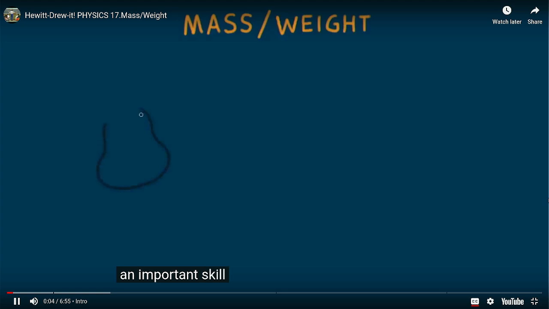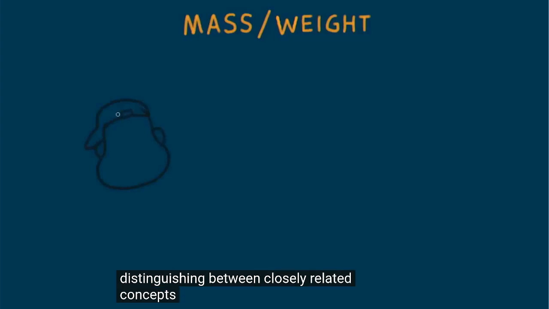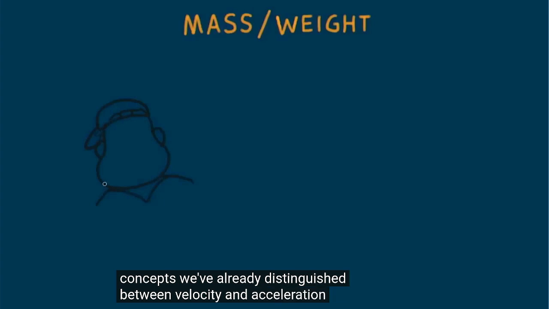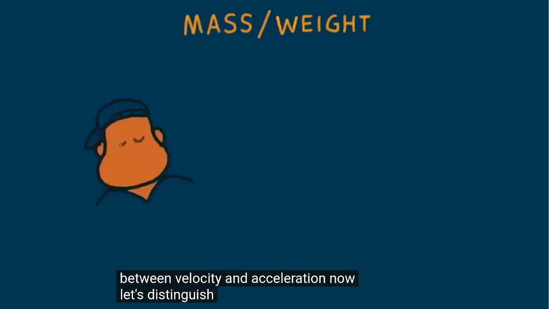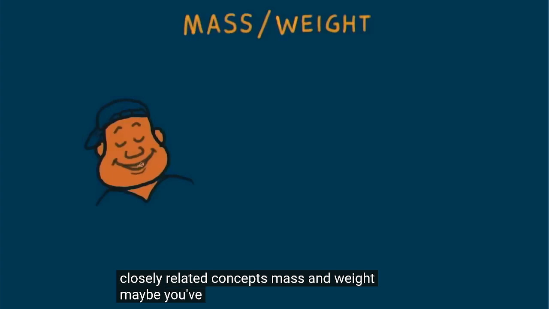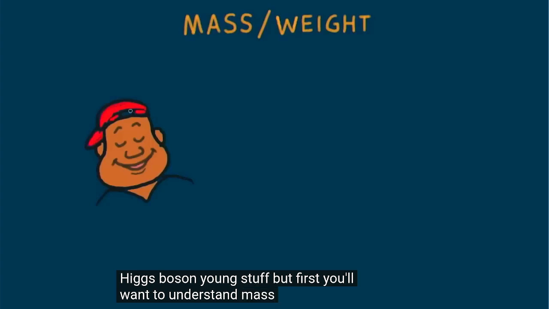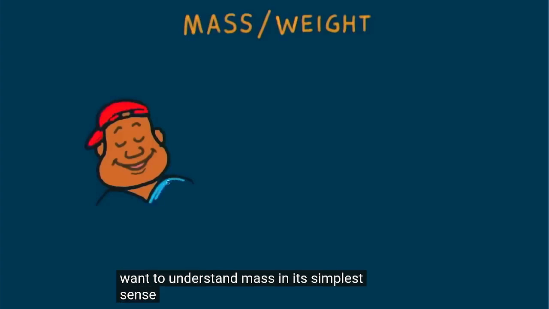An important skill in physics is distinguishing between closely related concepts. We've already distinguished between velocity and acceleration. Now let's distinguish between two other closely related concepts, mass and weight. Maybe you've been hearing about the source of mass, the recently discovered Higgs boson. Yum stuff. But first, you'll want to understand mass in its simplest sense.